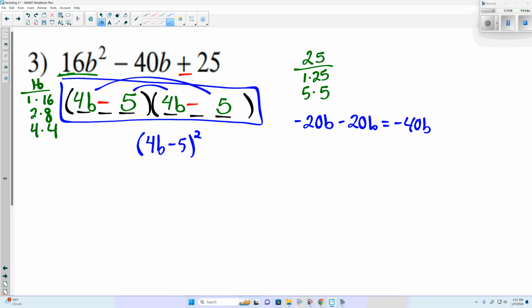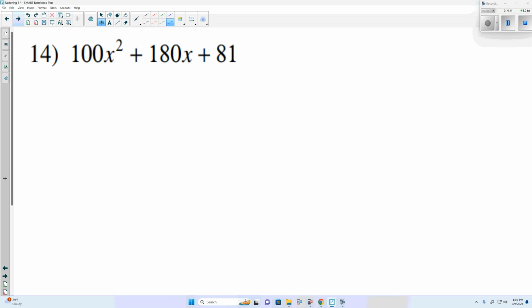All right, guys, we're going to do this one here: 100x squared plus 180x plus 81.